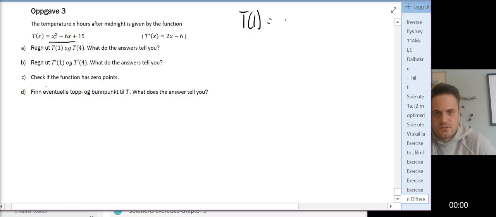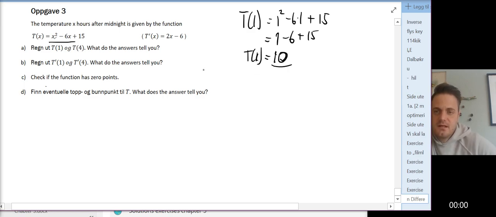T of 1, we just put 1 into the function and we get this. So we get 1 minus 6 plus 15, which of course is 10. So t of 1 is equal to 10. And a function works like this. We put something in and we then chew it like a gum and then we spit something out. Right? And we have to know what it is we're putting in and what it is we're spitting out.